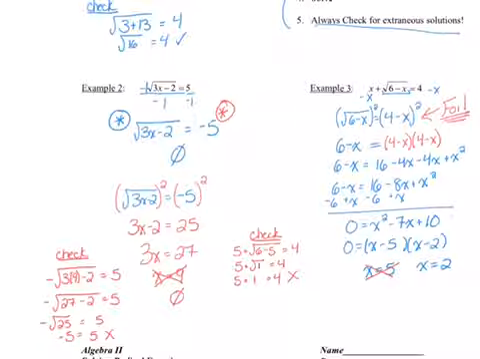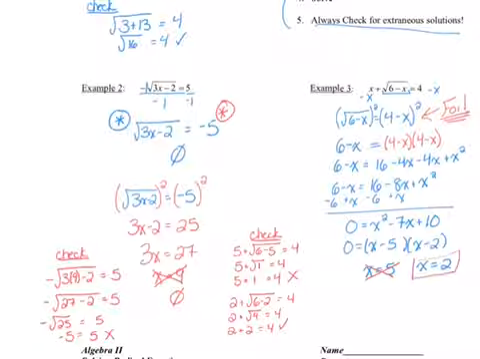Now let's check the 2. Just because the 5 doesn't work doesn't mean the 2 automatically works. You should still check both answers. Sometimes you'll have a case where they both do not work. So don't just assume that 2 is the correct answer. Okay, so we have 2 plus the square root of 4 is equal to 4. Square root of 4 is just 2. So we get a true statement, and 2 is a solution.